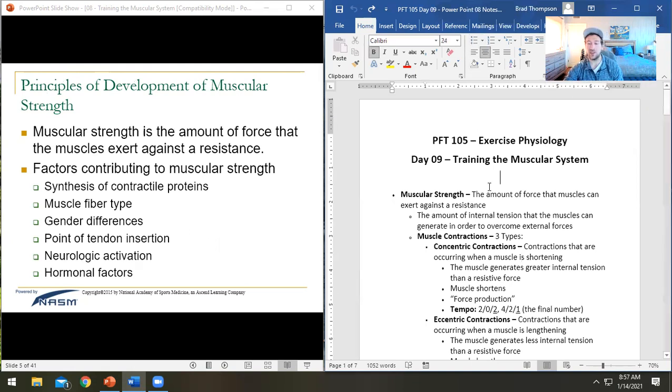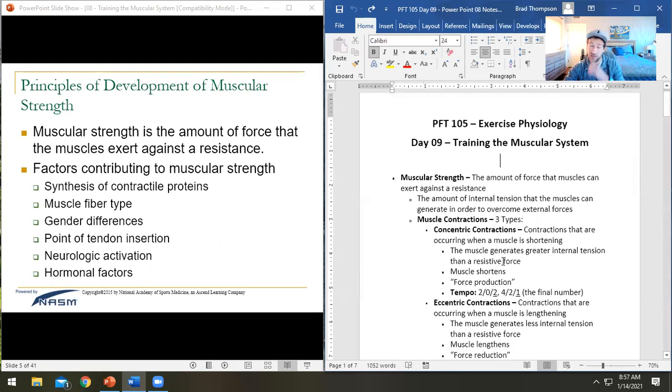Taking a look at the principles of developing muscular strength, this, like I said, is the strength training day for the most part. And so muscular strength, when we define that, is the amount of force that your muscles can exert against some type of resistive force, right?